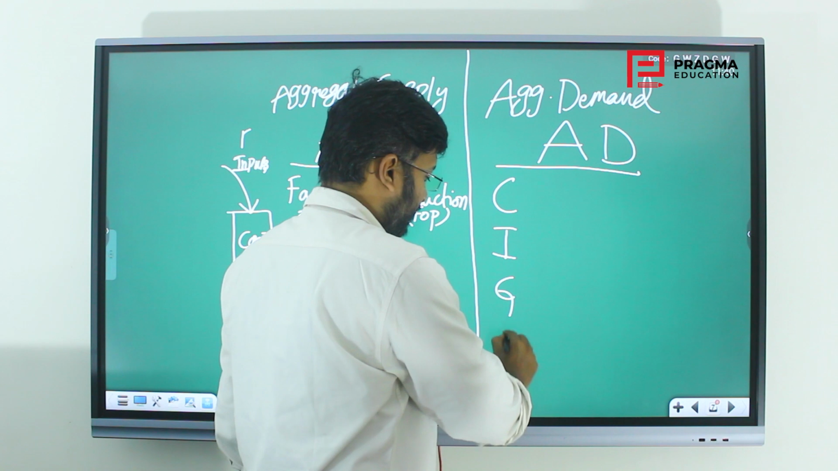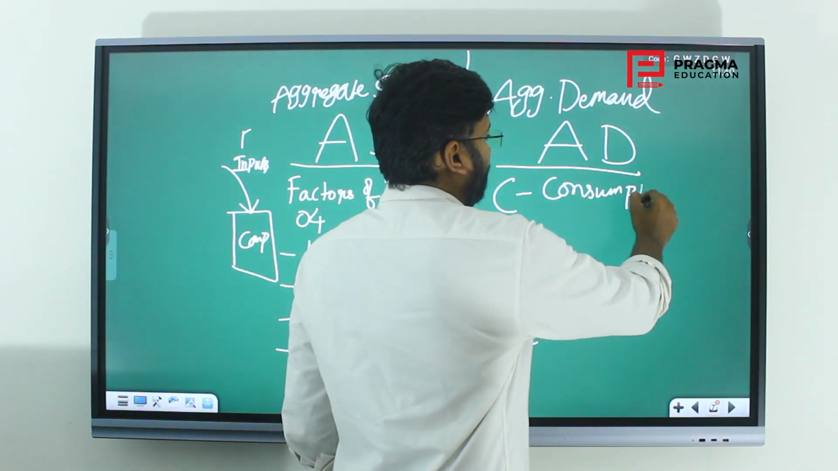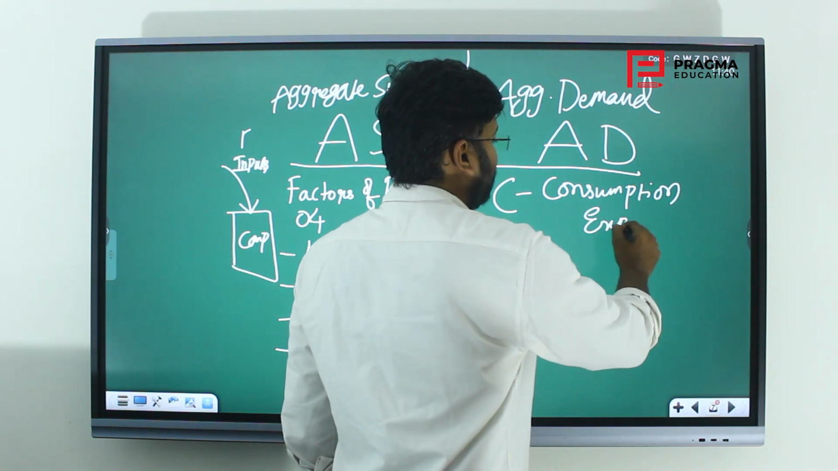There is a code for it, that is CIGN. This is consumption expenditure.